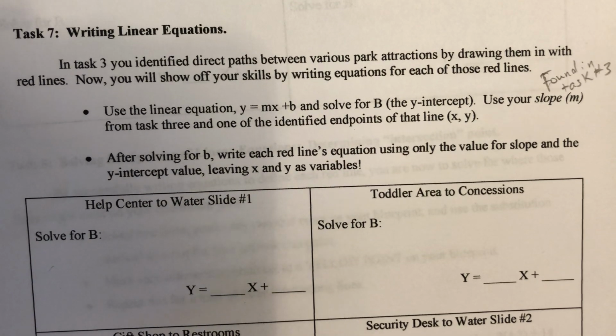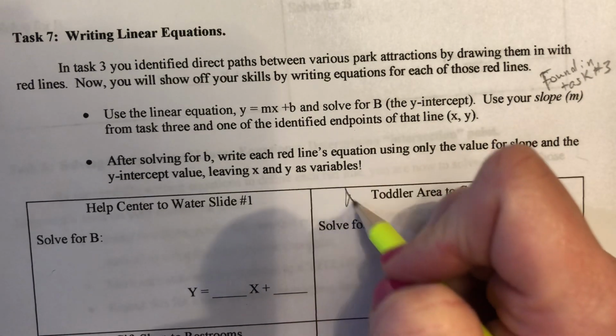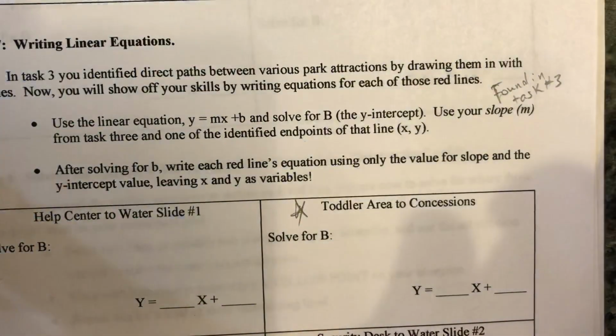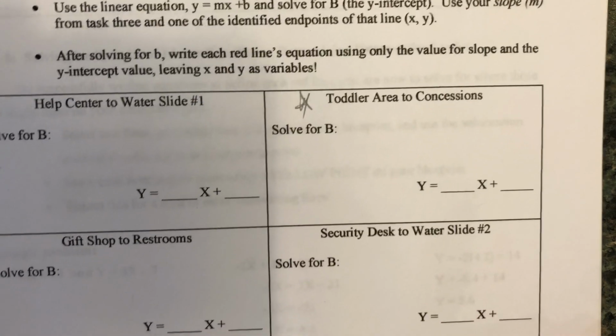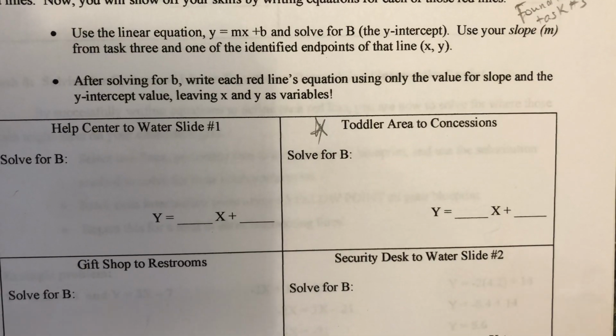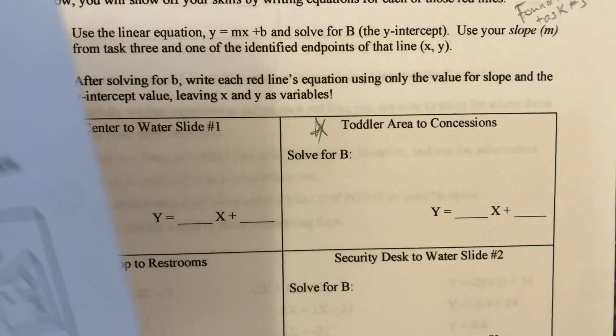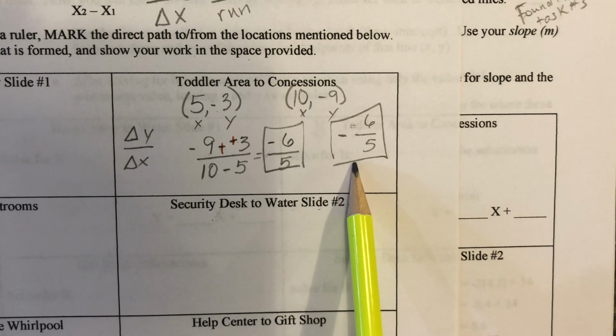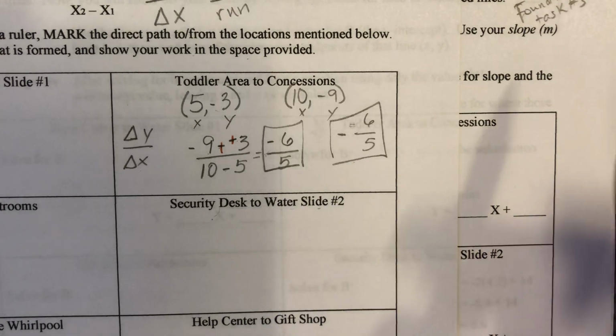So the first thing I need to do is solve for b. Again, focusing over here on the toddler area and concessions, because that has been our go-to for this project for me explaining and trying to provide some assistance. So I'm going to solve for b, the y-intercept, for my toddler area and concession stand. If I go back to task 3, here is what we did to find their slope. And our slope was -6/5.